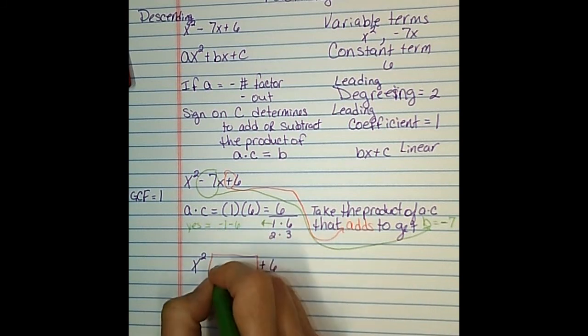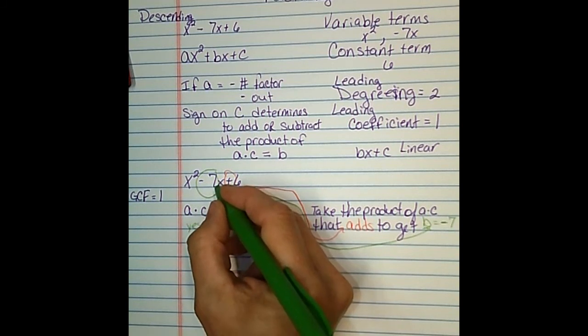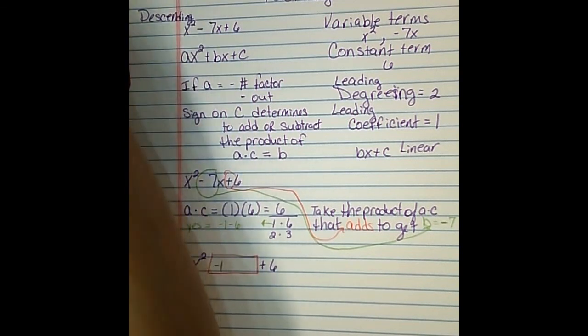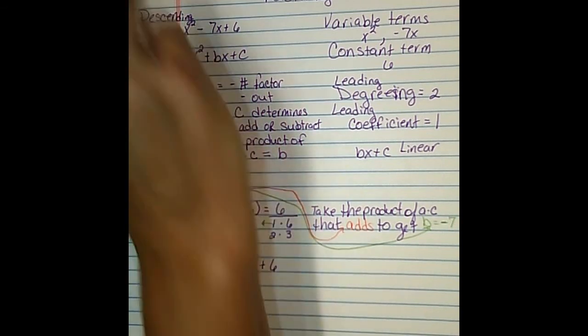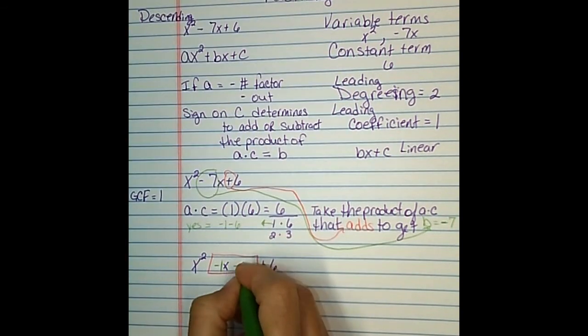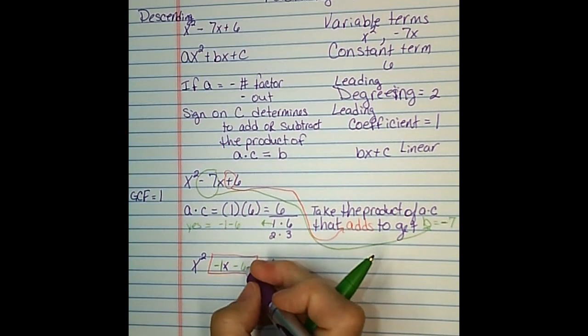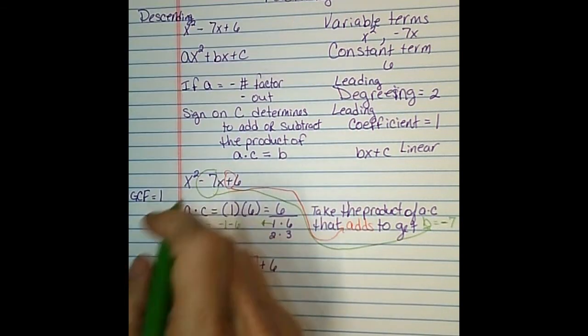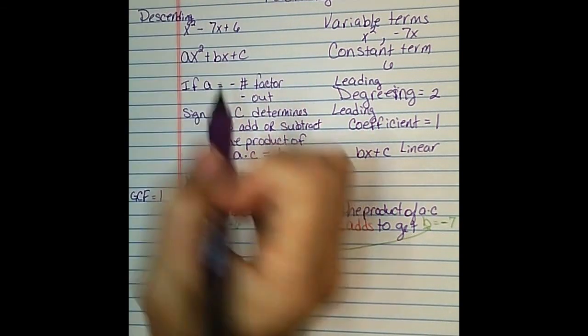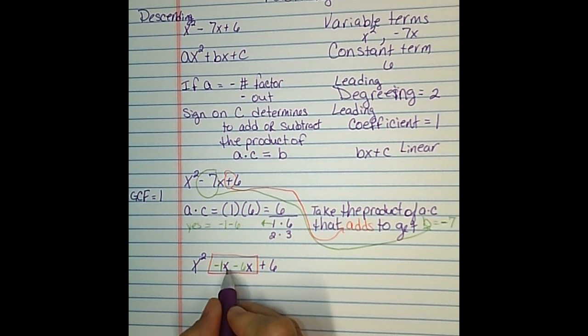So I have negative 1, but I go back and look. That B also has an X on it, so I must put an X with that negative 1. Minus 6, and it has to have an X with it. Now, I'm going to rewrite this cleaned up just a little bit because we don't put a 1 in front of the variable as the coefficient, because we know 1 times X is X. So let's just clean this up a little bit better.